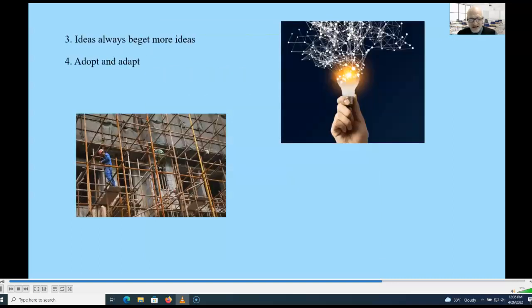And the idea, again, is that ideas always beget more ideas. So the scaffolds are designed to generate ideas, to see the ideas, to organize the ideas. And as you see these ideas laid out in front of you, you automatically connect and associate. And lots of ideas make writing easier. And with everything, adopt and adapt.